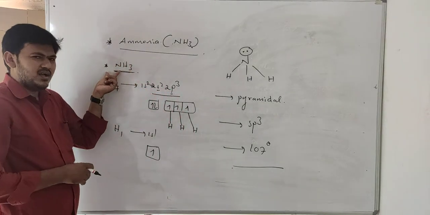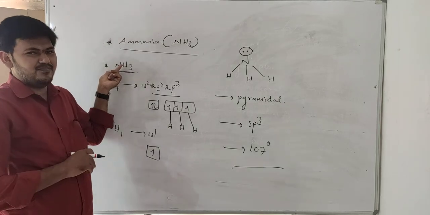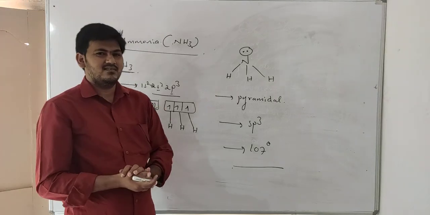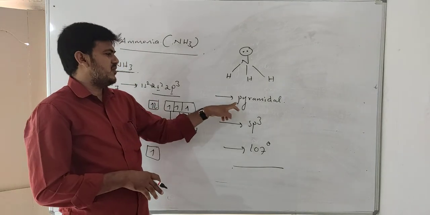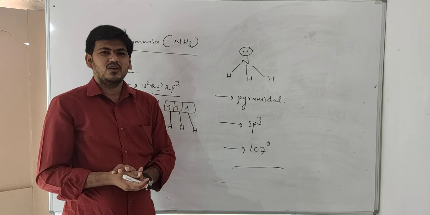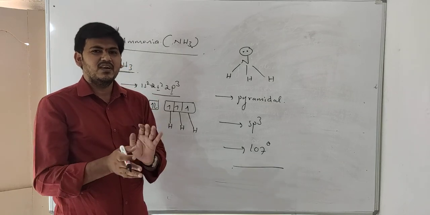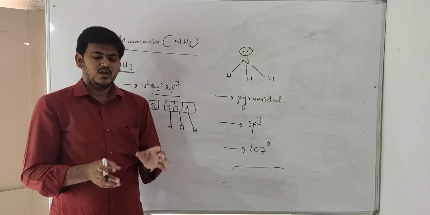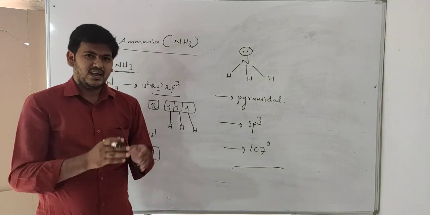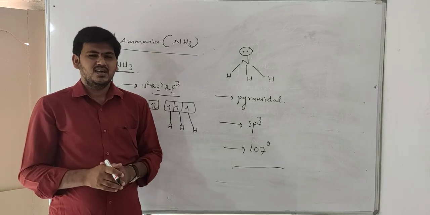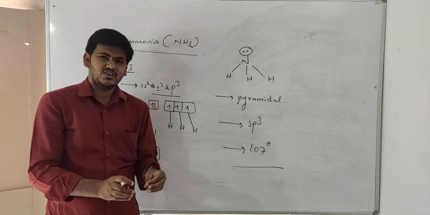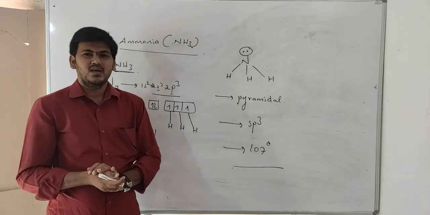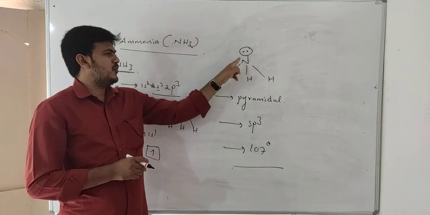So in ammonia, nitrogen undergoes sp3 hybridization. In sp3 hybridization, the shape is actually tetrahedral, but in ammonia the shape of the molecule is pyramidal due to repulsions between the lone pair and bond pairs.